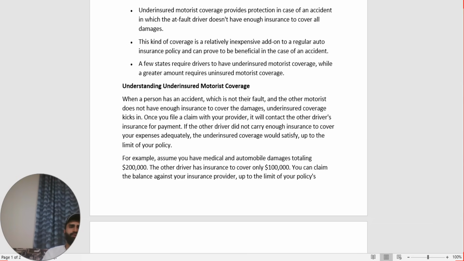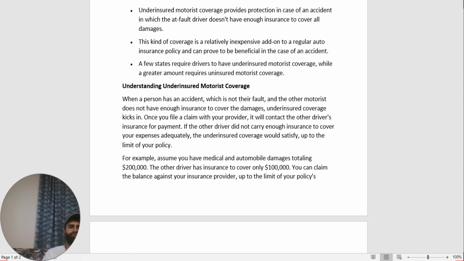Understanding underinsured motorist coverage: when a person has an accident which is not their fault and the other motorist does not have enough insurance to cover the damage, underinsured coverage kicks in. Once you file a claim with your provider, it will contact the other driver's insurance for payment. If the other driver did not carry enough insurance to cover your expenses adequately, the underinsured coverage would satisfy up to the limit of your policy.